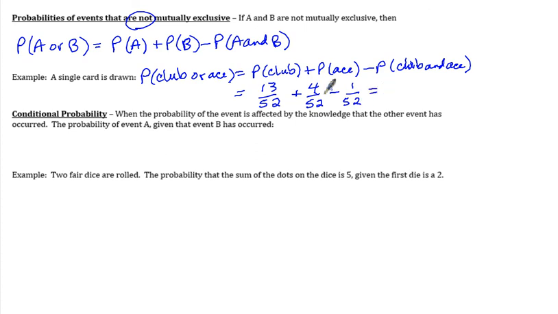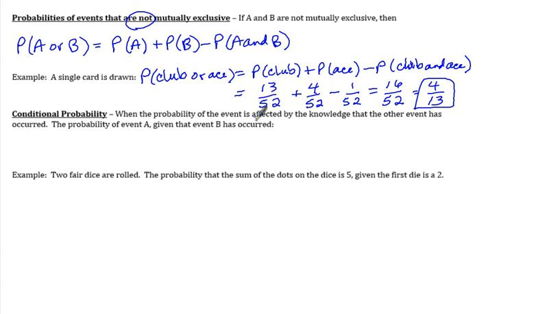So that leaves us with 13 plus 4 minus 1. 13 plus 4 is 17. 17 minus 1 is 16. So there's a 16 in 52 chance of pulling a club or an ace. And we can reduce that to 4 out of 13. Okay? So that's for events that are not mutually exclusive, for things that could happen at the same time.